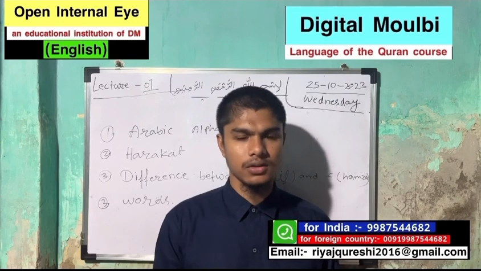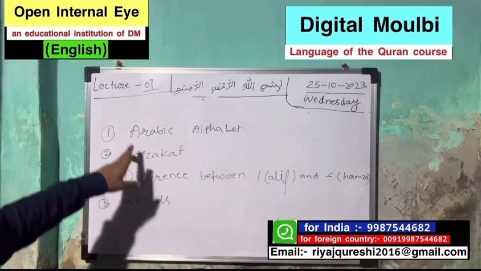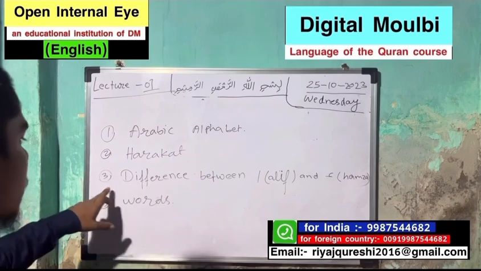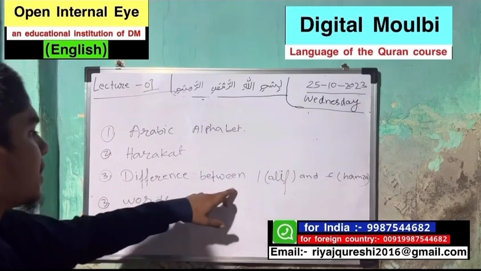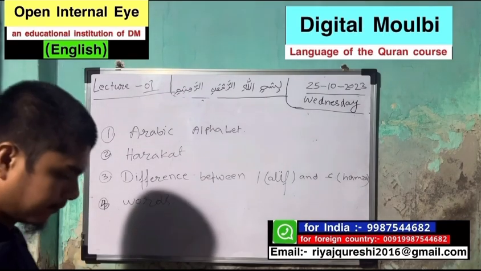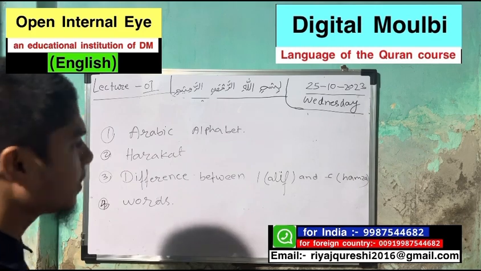This is our first lecture. In this lecture, we are going to learn 4 things. Number 1, Arabic alphabet. Number 2, Harakat. Number 3, difference between Alif and Hamza. And number 4 is words. So, let's begin with Arabic alphabet.